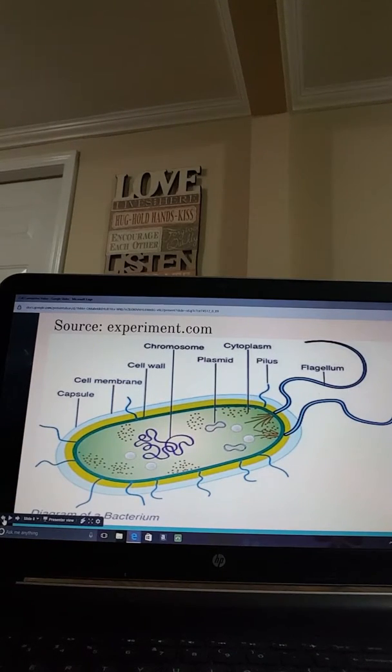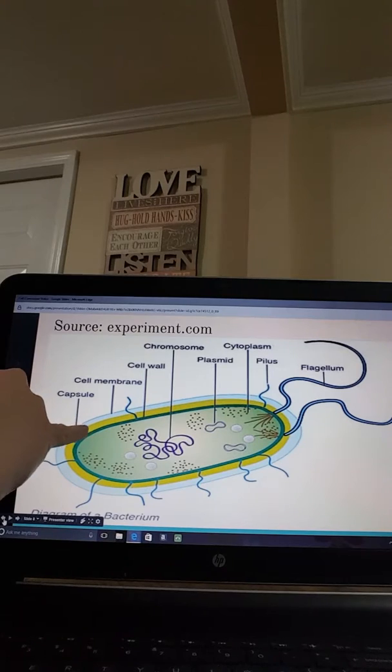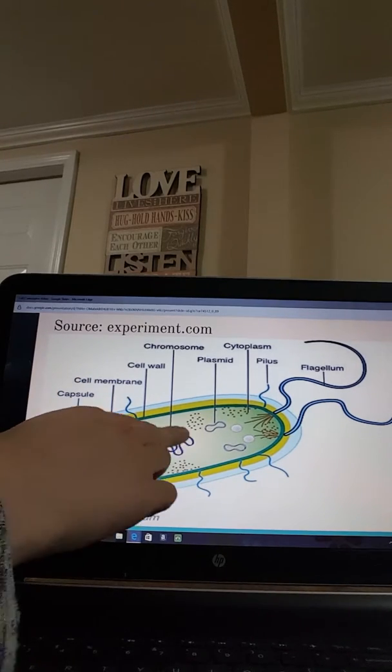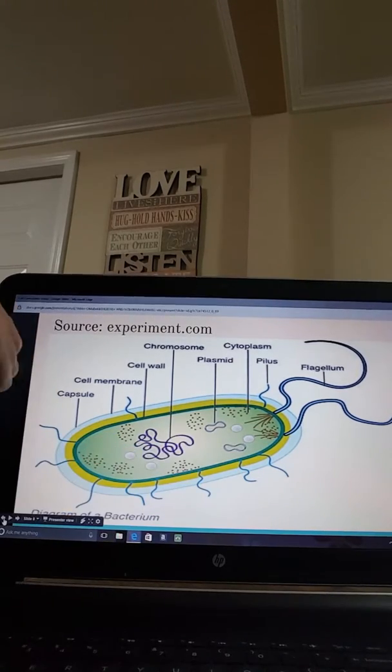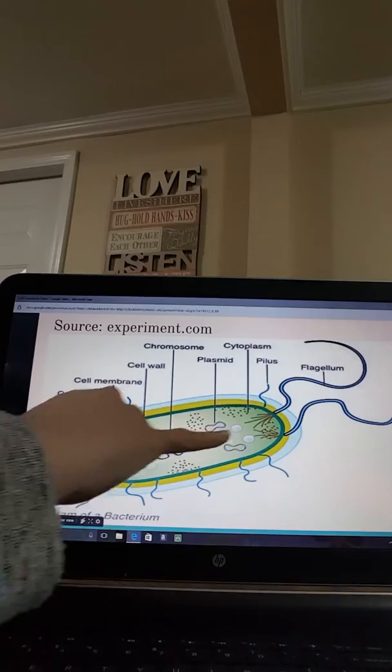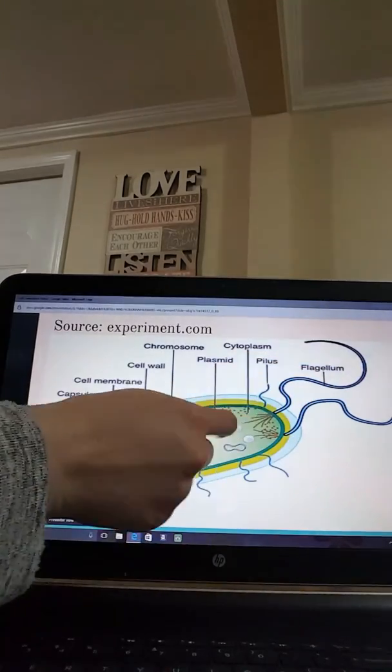Looking at the picture from experiment.com, it has a lot of the organelles that were listed in the last slide. You have the capsule, which is the very outside, then the cell membrane, then the cell wall. So they have 3 layers of protection that keep the cell structured. You have the capsule, the cell membrane, the cell wall, the chromosomes, the plasmid, the cytoplasm, of course, that fills it, and then on the outside you have the flagella and the pili.